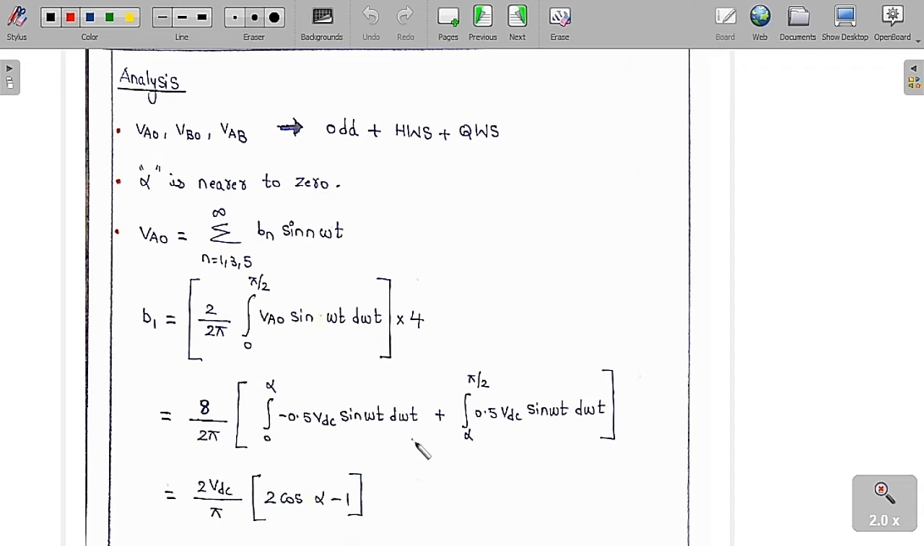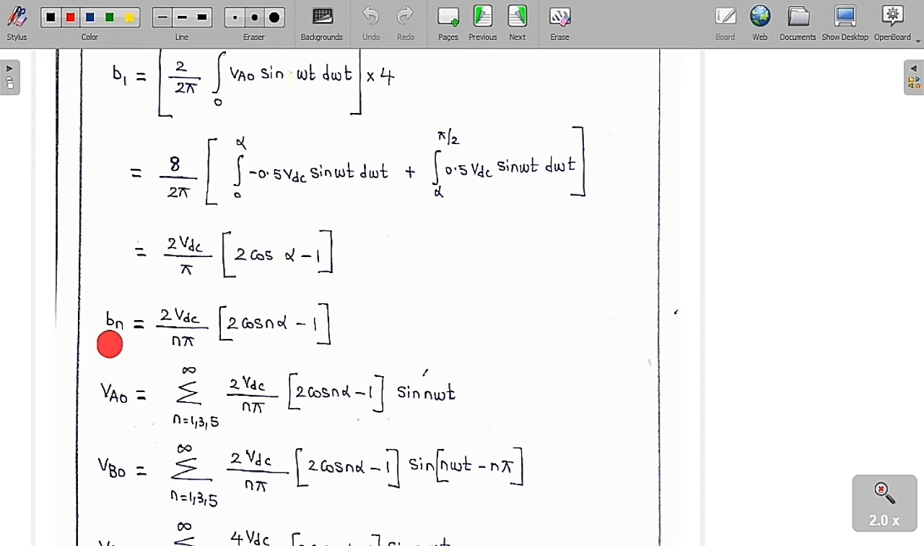If you solve this, finally we get 2 VDC by pi into 2 cos alpha minus 1. I want the general expression of Bn. So 2 VDC by n pi into 2 cos n alpha minus 1 is the general expression of Bn. I can substitute this in V0. Finally I get V0 equal to sigma n equals 1, 3, 5 up to infinity of 2 VDC by n pi into 2 cos n alpha minus 1 into sin n omega t.